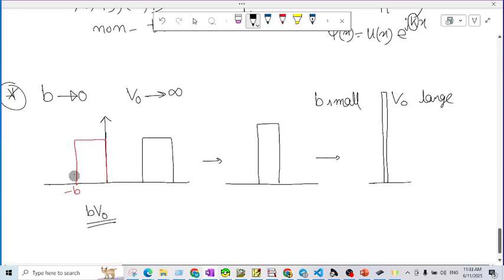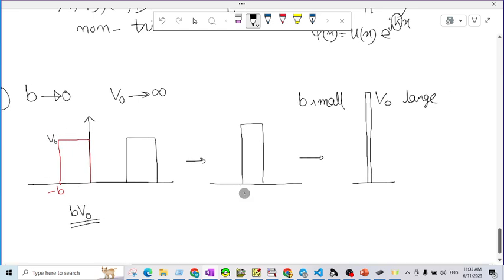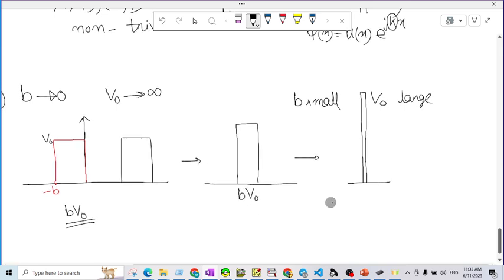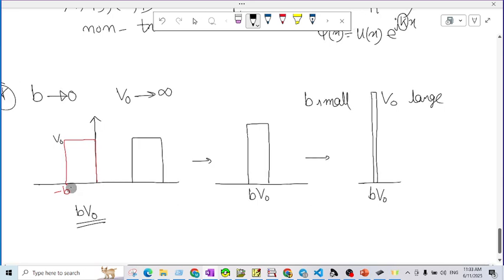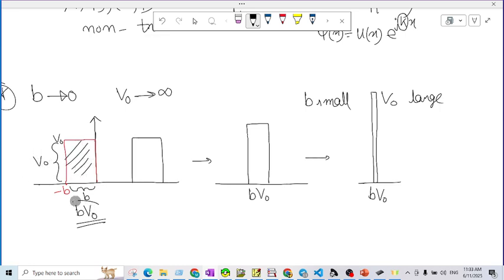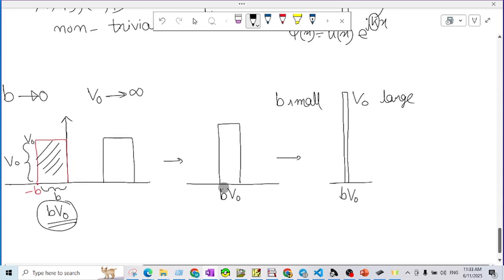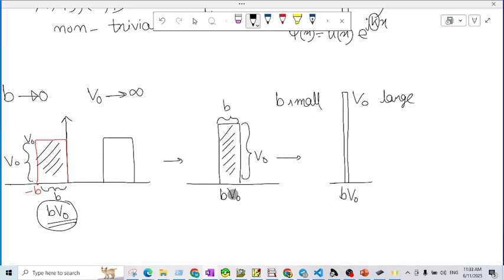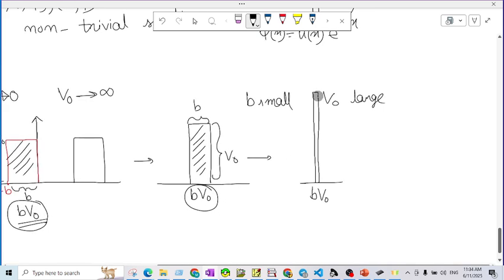That means the b times v naught here, here, and here is the same. So what is b times v naught? The width of this rectangle is b and the height is v naught. That means the area of this rectangle is b times v naught. Again, the width is b and the height is v naught, so the rectangle's area is b times v naught.